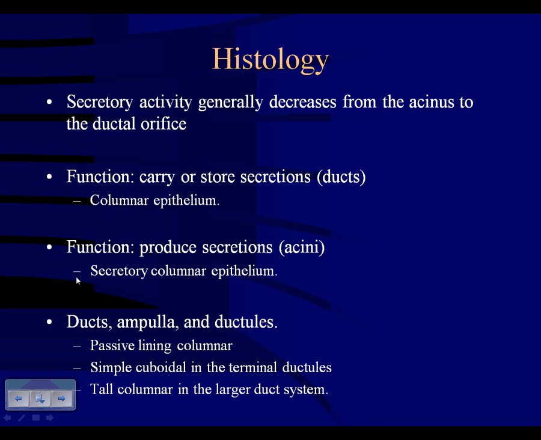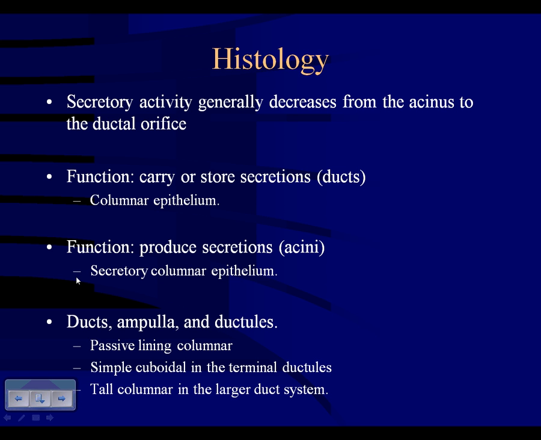Again, the ducts function in carrying and storing secretions, not making the secretions. The acinar cells are the ones that produce the secretions. So the ducts are lined by this columnar epithelium, and the acinar units are also columnar, sometimes cuboidal, depending on the function, on its hormonal state, but they're secretory. So there's differences in these columnar epithelium. One is secretory, one is not.